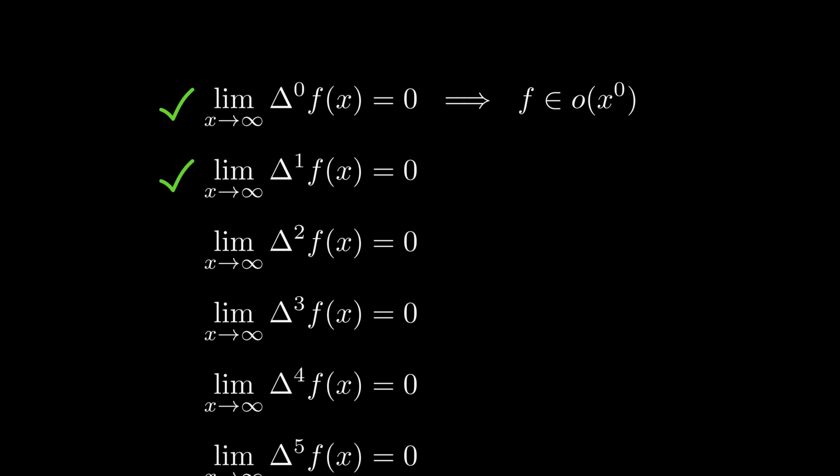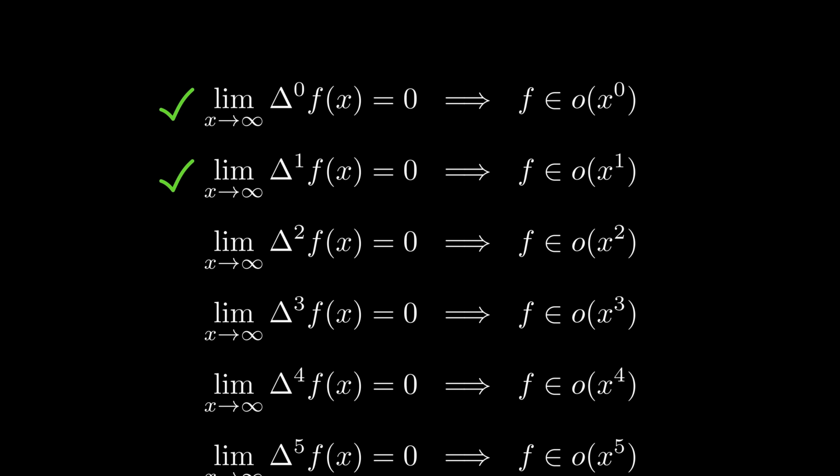Also, if a function's first order forward difference approaches 0, then it's in little o of x to the 1. And in general, if the nth forward difference approaches 0, then the function is in little o of x to the n. So by the end of the video, we'll be able to tackle any polynomial growth rate.